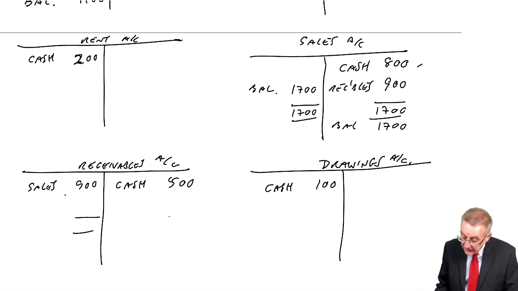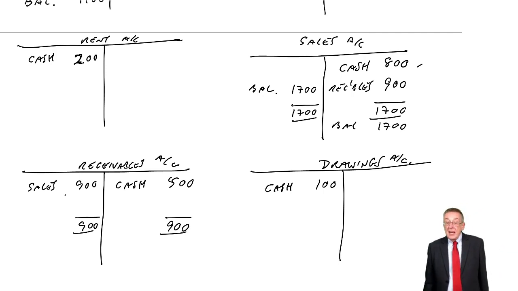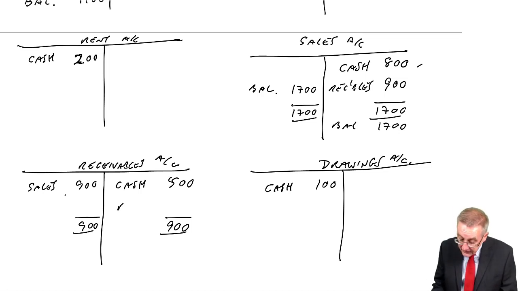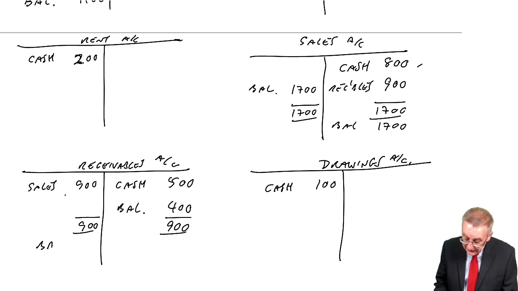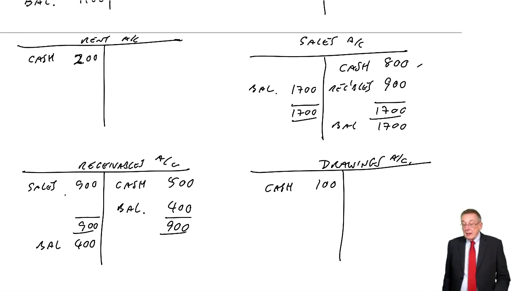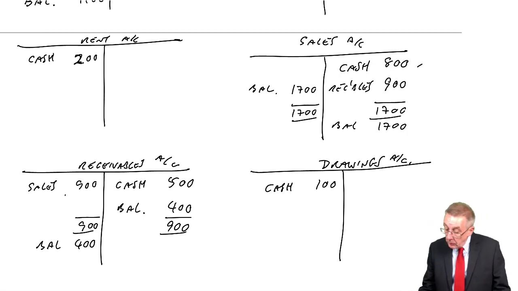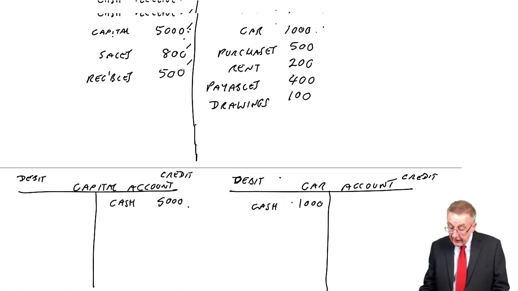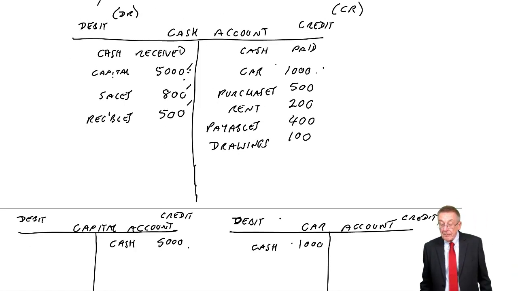Receivables. The big side is the debit side, 900. The credit side, there's only 500, the missing figure is the balance. 9 minus 5 is 400. Debit 9, credit 5, a net debit we've ended up with of 400. Drawings, rent, only one figure on them. We've done those two. Car, capital, one figure. The remaining one is cash.